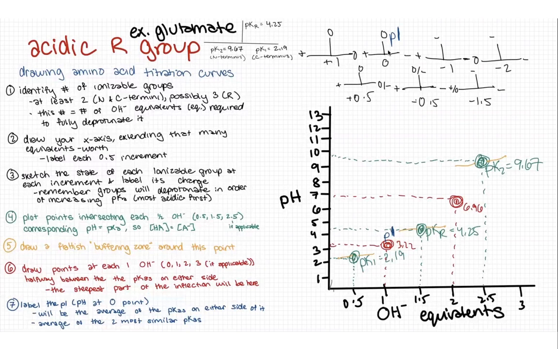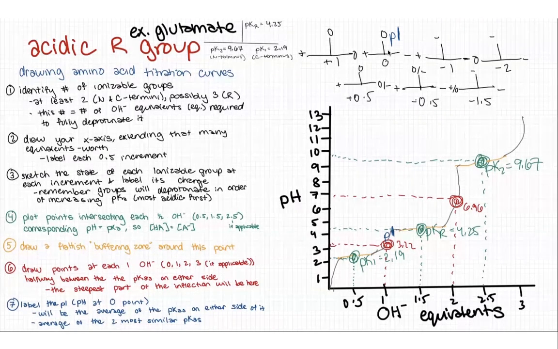And now I just need to sketch things out, connect those lines, steepest point through those inflection points, flattest points in those buffering regions, about 1 pH unit above and below the pKa, and then we have something like that. And voila, we've got our titration curve for glutamate. And we can go ahead and label these A, B, C, D, E, F, G, where C is going to be our PI.